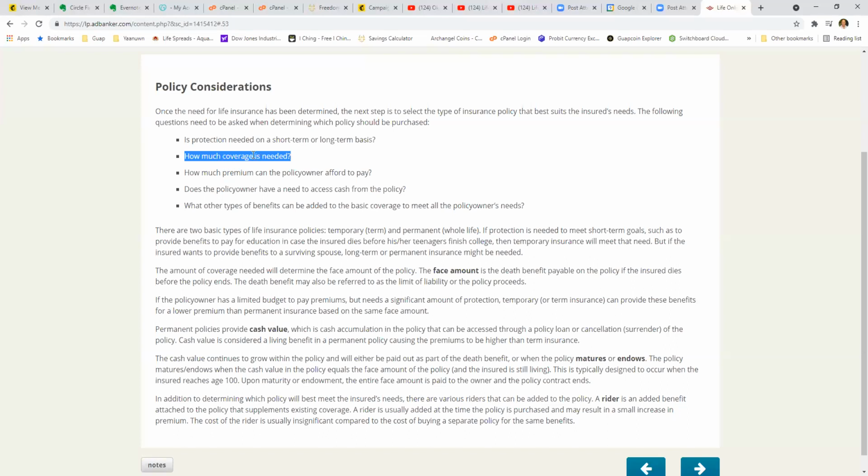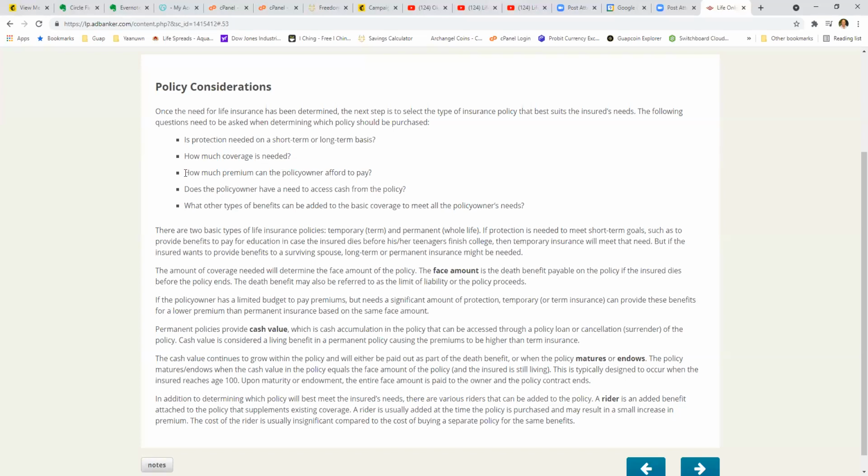How much coverage is needed? So if somebody needs $1 million of coverage and $1 million of permanent insurance is going to cost, say, $1,000 a month, and term insurance is going to cost $100 a month, and their budget is $100 a month, well, then clearly we're going to get the term insurance, and we're not going to just get them $100,000 of permanent insurance. We always solve for the need first.